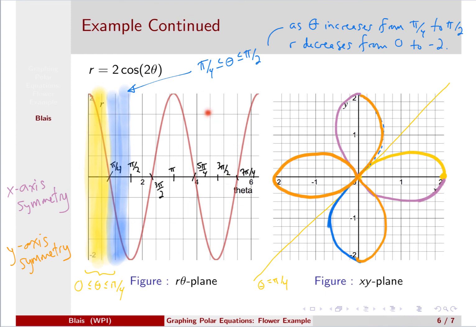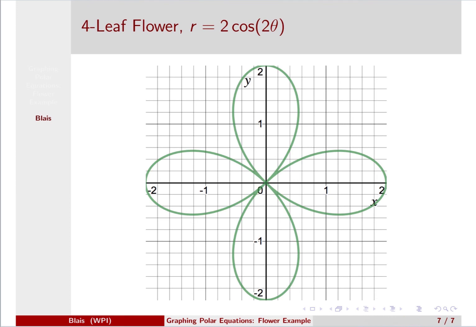But this approach of using this Cartesian interpretation of the r-theta relationship to then tell a story about what's happening when you now think about that r-theta relationship as a polar relationship in the xy plane is quite a powerful graphing technique. And a better drawn picture is given here, where you see the actual four-leaf flower. That is r equals 2 cosine 2 theta in polar.